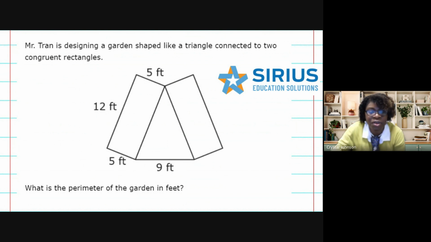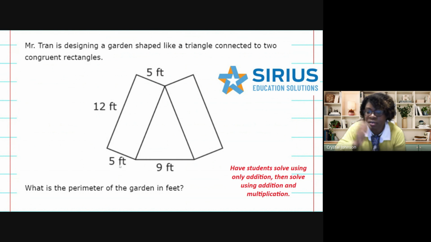In this problem, you notice that you have three different polygons, but they still have to find the perimeter of the whole thing. What's great with this is that you can have students solve this using only addition, and then you can challenge them: how else can we do this using addition and multiplication? Because if I have 5 over here and 5 over here, 5 here and 5 here, well, I could do 5 times 4 because there are 4 groups of 5, plus 12 times 2, plus my 9. So that is how I could do multiplication and addition in this. And that's just pushing their thinking to make sure that they understand where perimeter is, because that still gives me the distance around all the way.